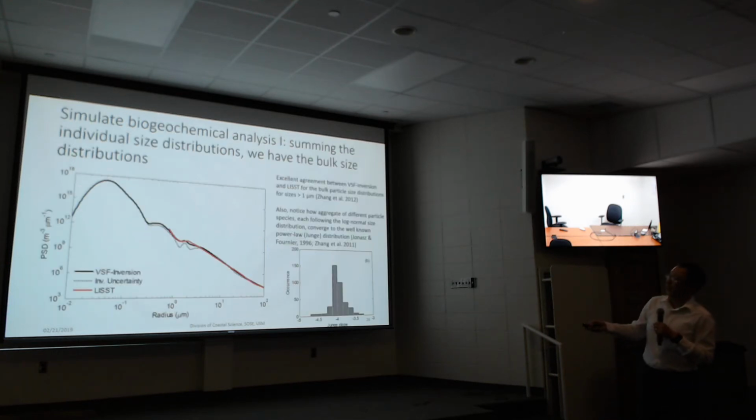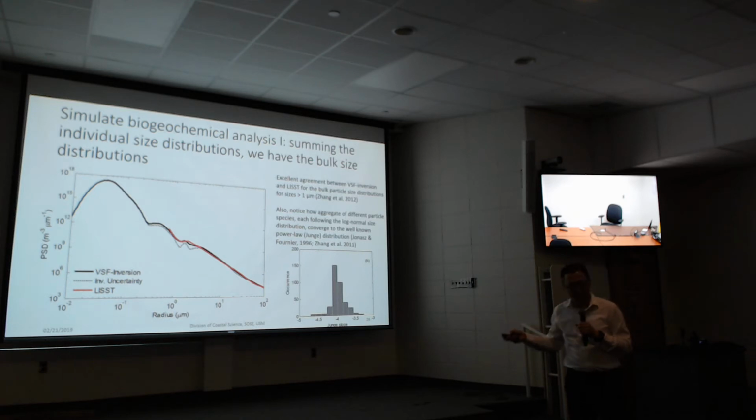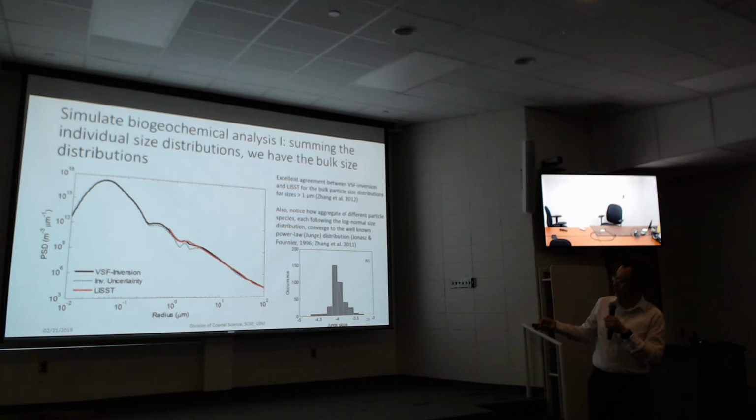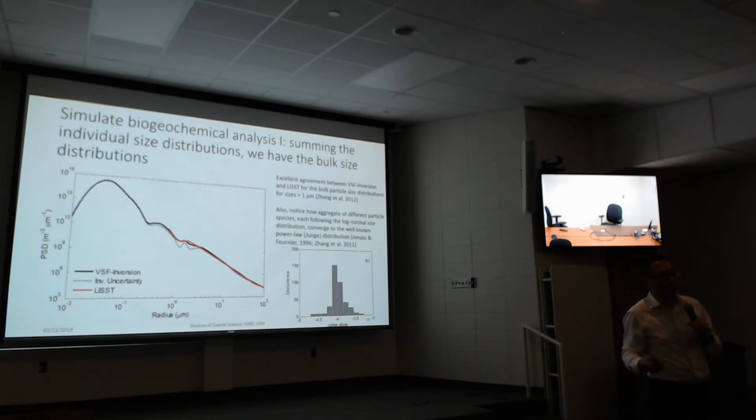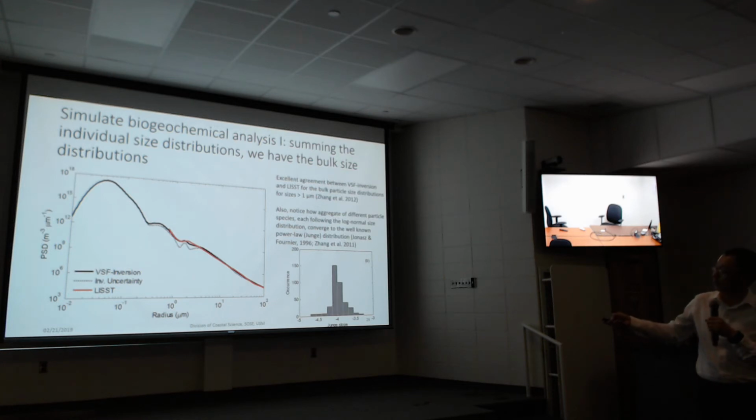So this black curve is when we add all the individual lines together, this is how it looks. This is the particle size distribution, and this red line is the particle size distribution derived from LISST-100. This is the commercial instrument, frequently used to study sediment. And this black line is the particle size distribution derived by our method. So you can see those two agree very well at this range.